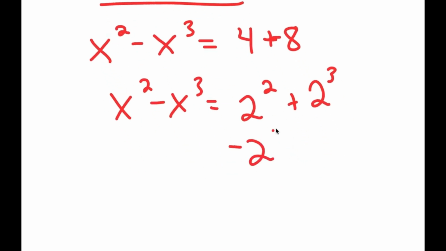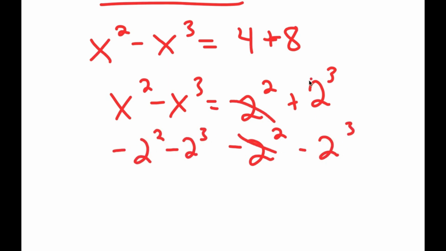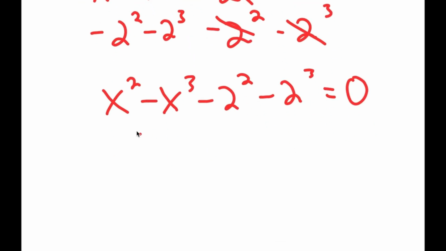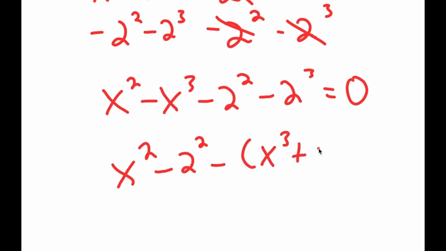Now I'm going to subtract 2 squared on both sides and 2 to the power of 3 on both sides. So these two cancel out, and I get x squared minus x to the power of 3 minus 2 squared minus 2 to the power of 3 is equal to 0. Now I'm going to group all the powers of 3's and the powers of 2's together. So I get x squared minus 2 squared minus x to the power of 3 plus 2 to the power of 3 is equal to 0.